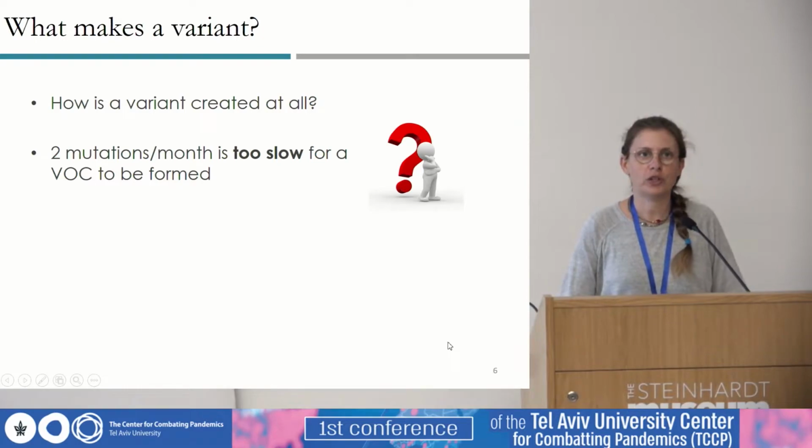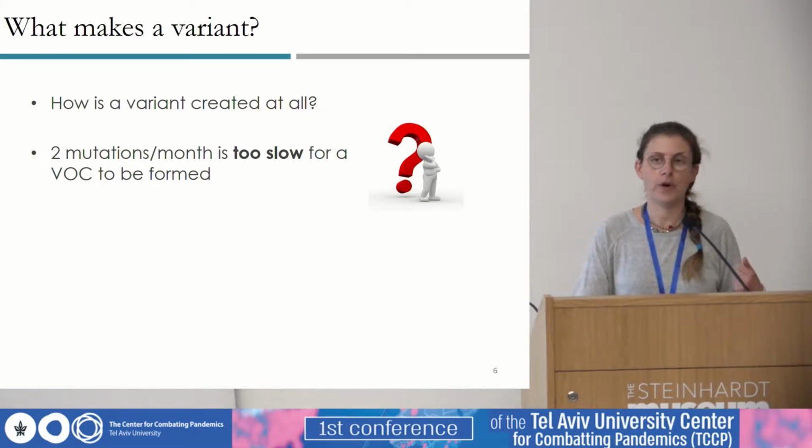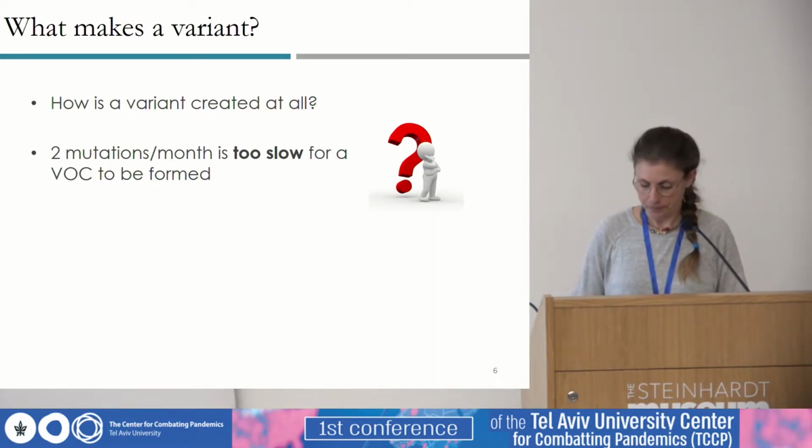And so this leads to the question, okay, so what makes a variant? How is a variant created at all? Because 2 mutations per month is really way too slow for a variant of concern to be formed.